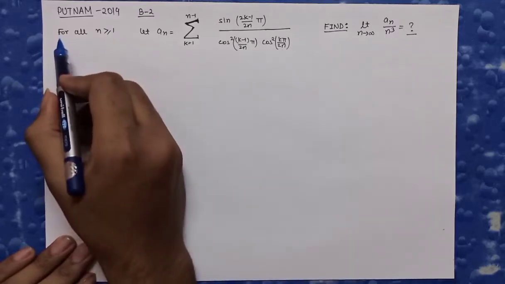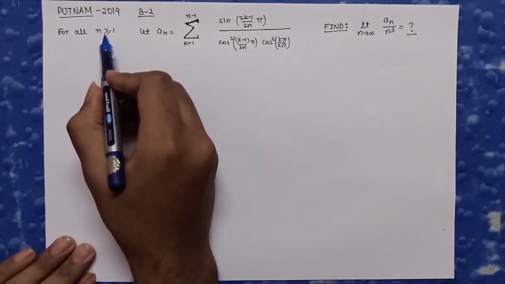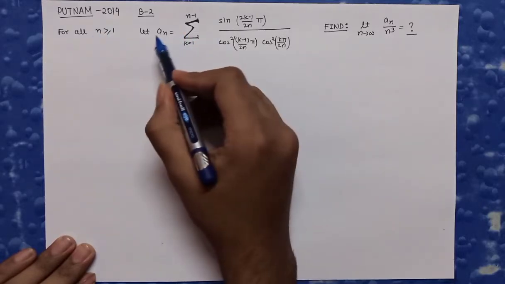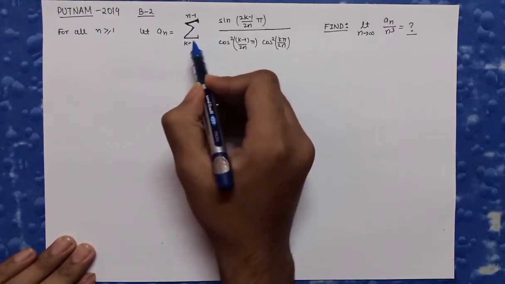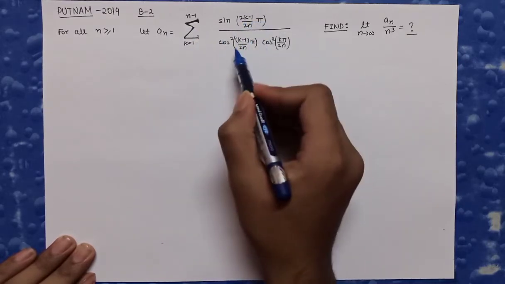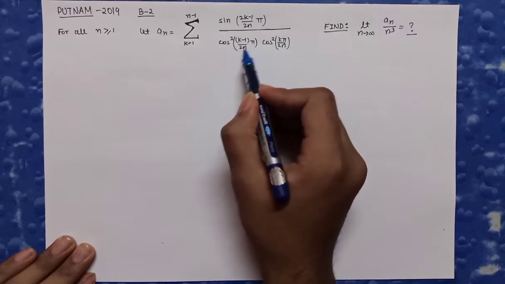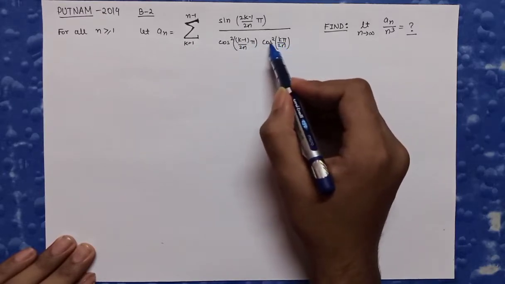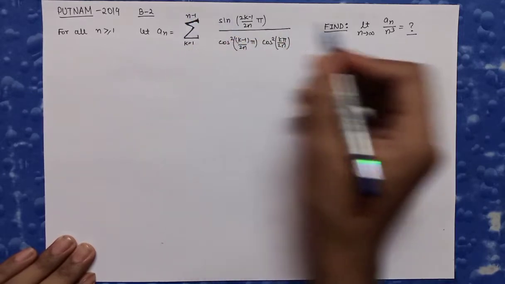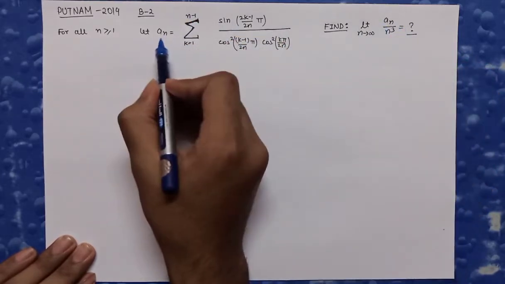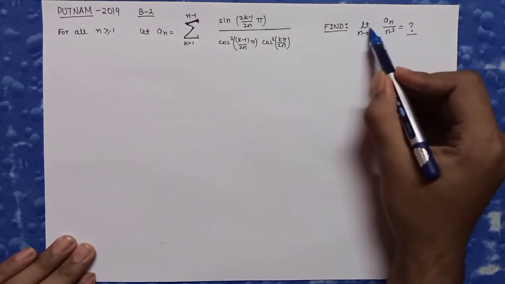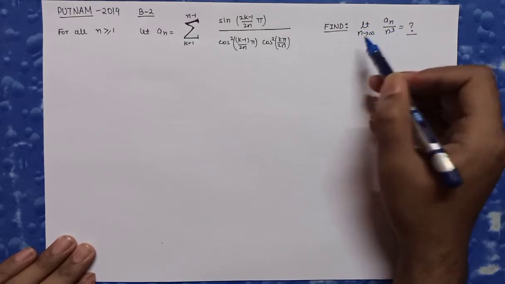The question says that for all n greater than or equal to 1, where n is an integer, let a_n equal the summation of sin((2k minus 1) pi by 2n) divided by cos square((k minus 1) pi by 2n) multiplied by cos square(k pi by 2n), where k runs from 1 to n minus 1. And then after finding the summation, we have to find the limit of a_n divided by n cube. This is the notation I have used for limit.